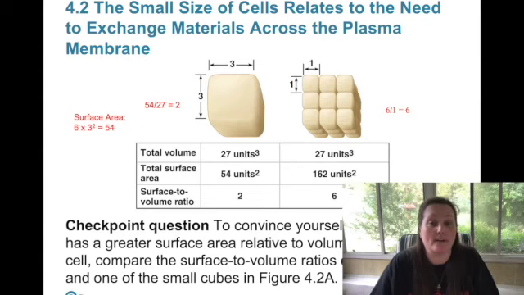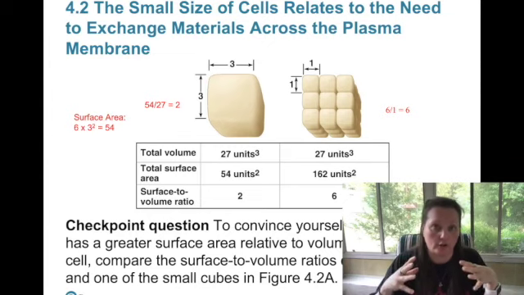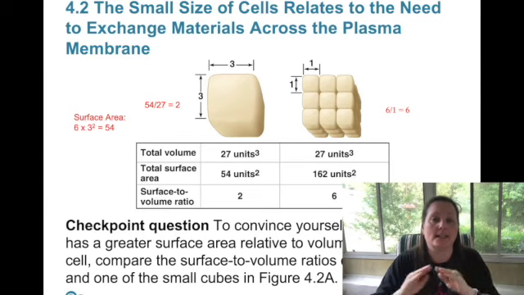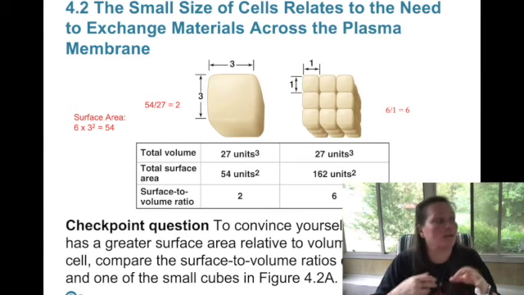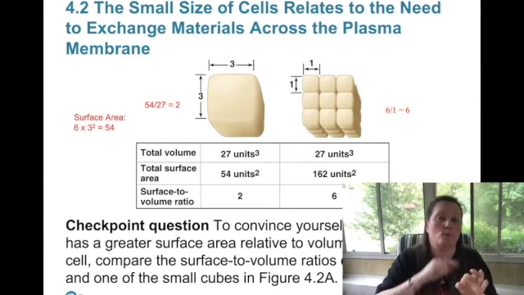Basic takeaway here is the surface area to volume ratio is smaller for the large cube because it has more volume inside, less surface area. When you look at the smaller cubes, there's less volume on the inside, more surface area, which is the outer part.